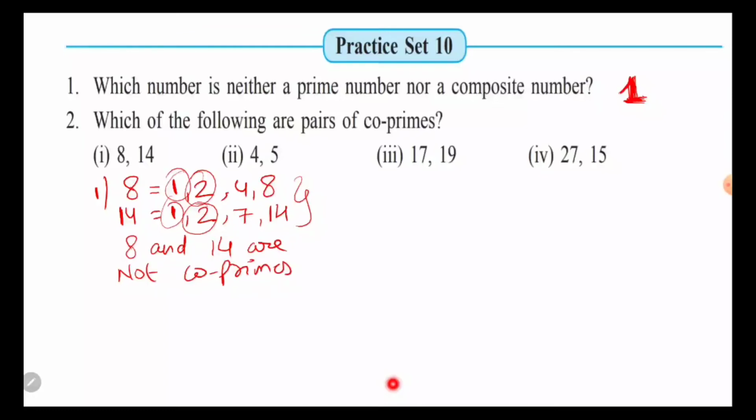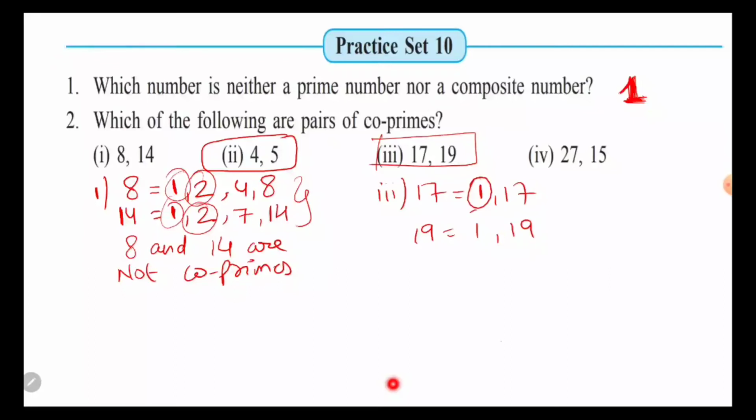Now I'll be doing the first one, the second one will be your homework. That is easy. I'll be doing the third one for you all. Third one is 17. Okay, now 17 is a prime number. It does not come in any table, so I'll be writing 1 and 17 itself. Same goes for 19 also, so 1 and 19.